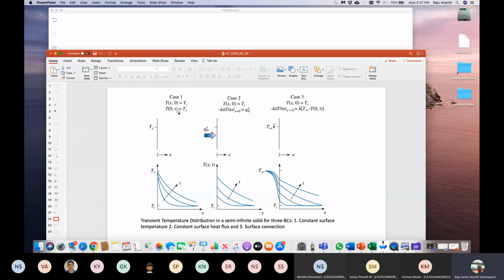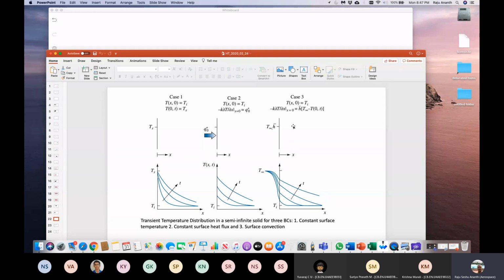At x equal to 0, I'm applying Ti at all times, T surface or T naught, whatever we like. In case 2, there's a heat flux coming in here, so obviously the temperature won't be the same at x equal to 0. It will be a different temperature depending upon the slope.